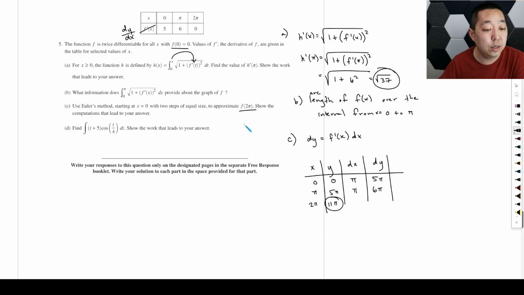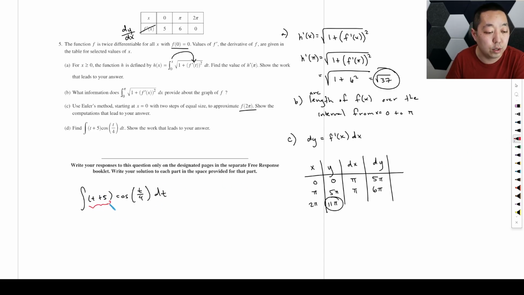Okay, find this integral and show the work that leads to your answer. This is the integral of t plus 5 times cosine of t over 4. This is just a general calculus question, unrelated to the stuff above. So this is integration by parts, because you could try u substitution, but you're going to have an issue here.